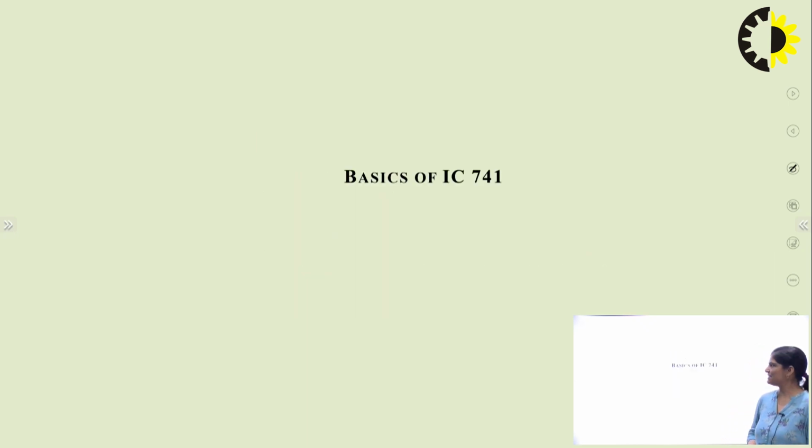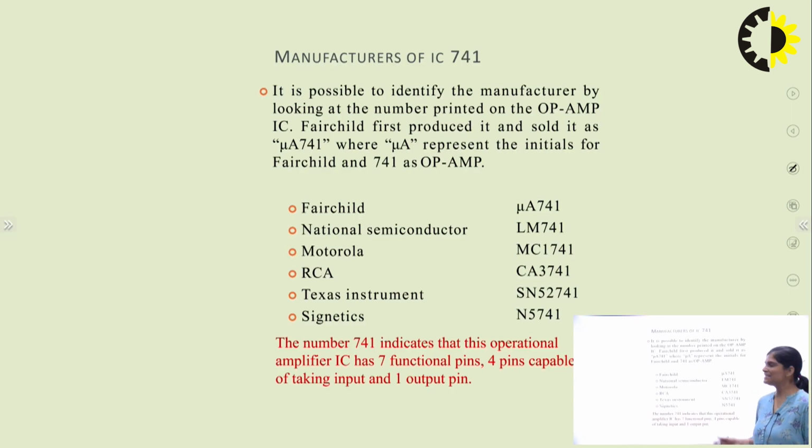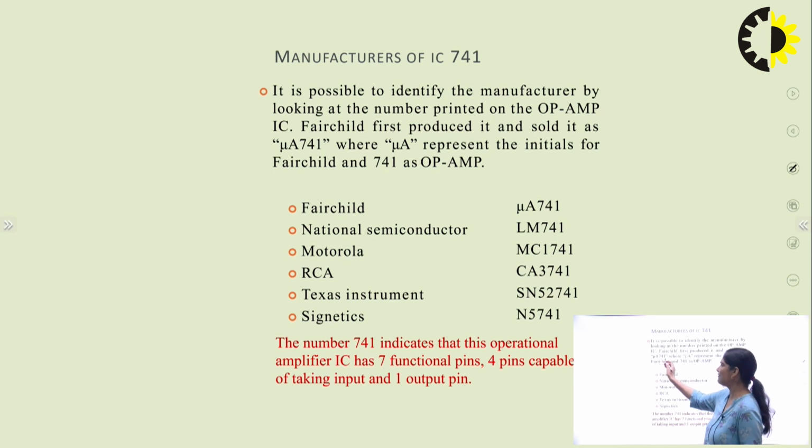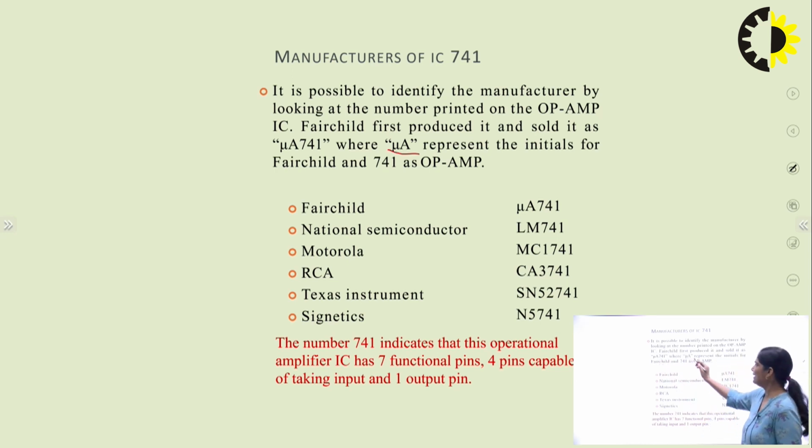Now basics of IC 741. These are the manufacturers of IC 741. It is possible to identify the manufacturer by looking at the number printed on the operational amplifier IC. Fairchild first produced it and sold it as μA741, where μA represents the initial for Fairchild and 741 the op-amp. Then National Semiconductor, Motorola, RCA, Texas Instruments, Signetics. So these are the manufacturers of IC 741.